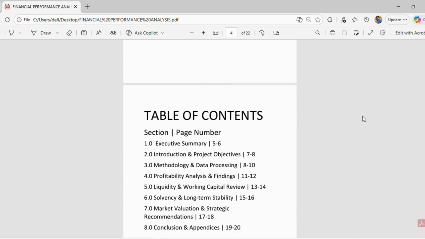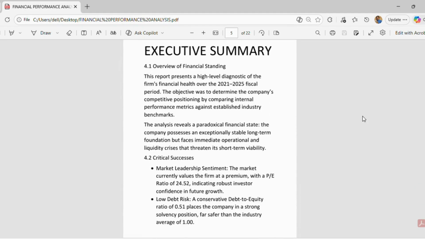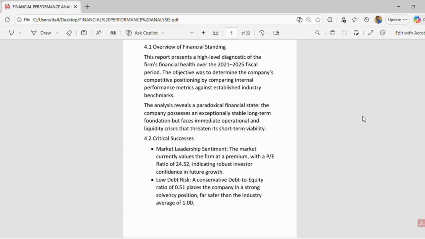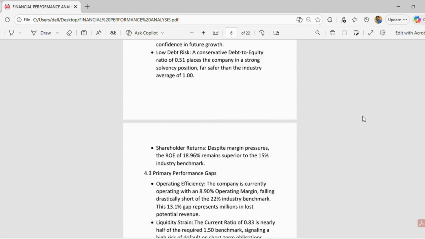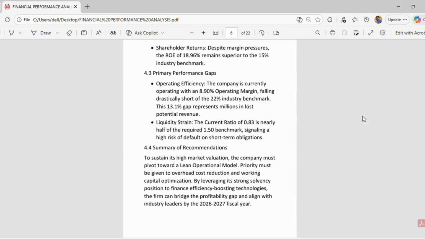Next is the page of table of contents. Then next I have added the executive summary. In the executive summary, I have found a paradox. The company is very stable for the long term and has a great return on equity, which is 18.96%, which investors love. However, it has a big problem with daily efficiency. Their operating margin is only 8.90%, while the rest of the industry is at 22%. This means they are spending too much on costs like rent and salaries.